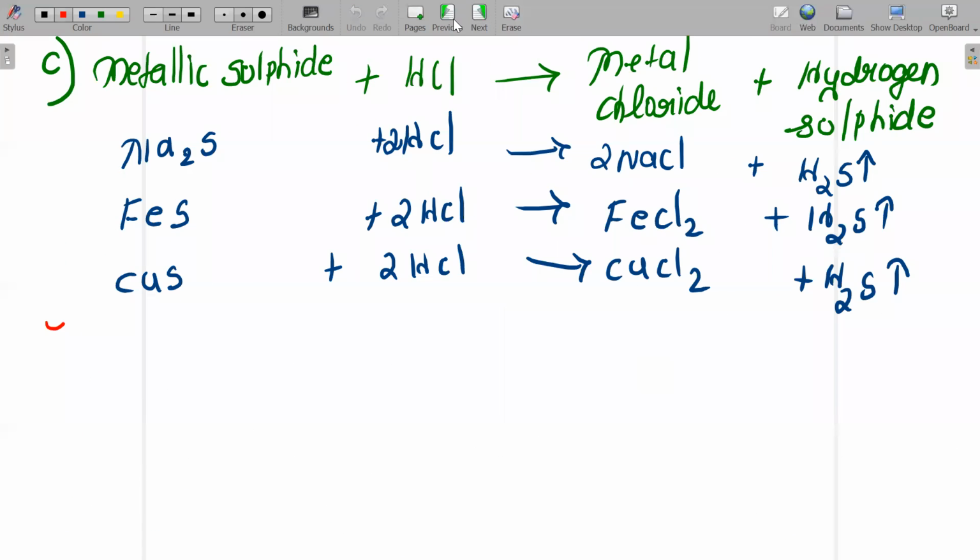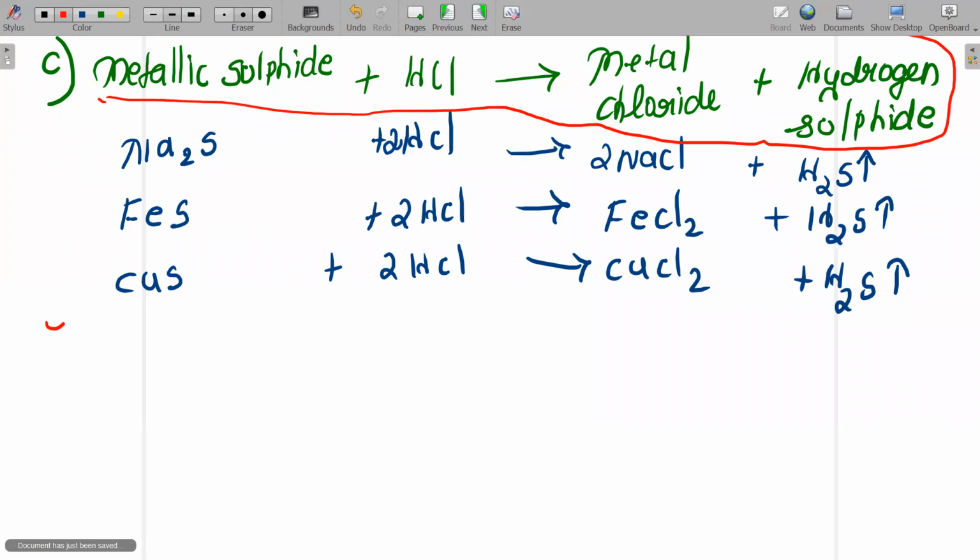Listen carefully, children. Metallic sulfide. This is the general equation I'm introducing to you in order to do this particular reaction. So you take some metallic sulfide, into that you introduce some HCl, you will get metal chloride plus hydrogen sulfide. Understood? So in all these reactions, only one change. First one, when you introduce carbonates, what do you obtain? Carbon dioxide. Then you introduce sulfite. What do you obtain? Sulfur dioxide. In this case, you are introducing sulfide. You are getting hydrogen sulfide. That is the only change, right?